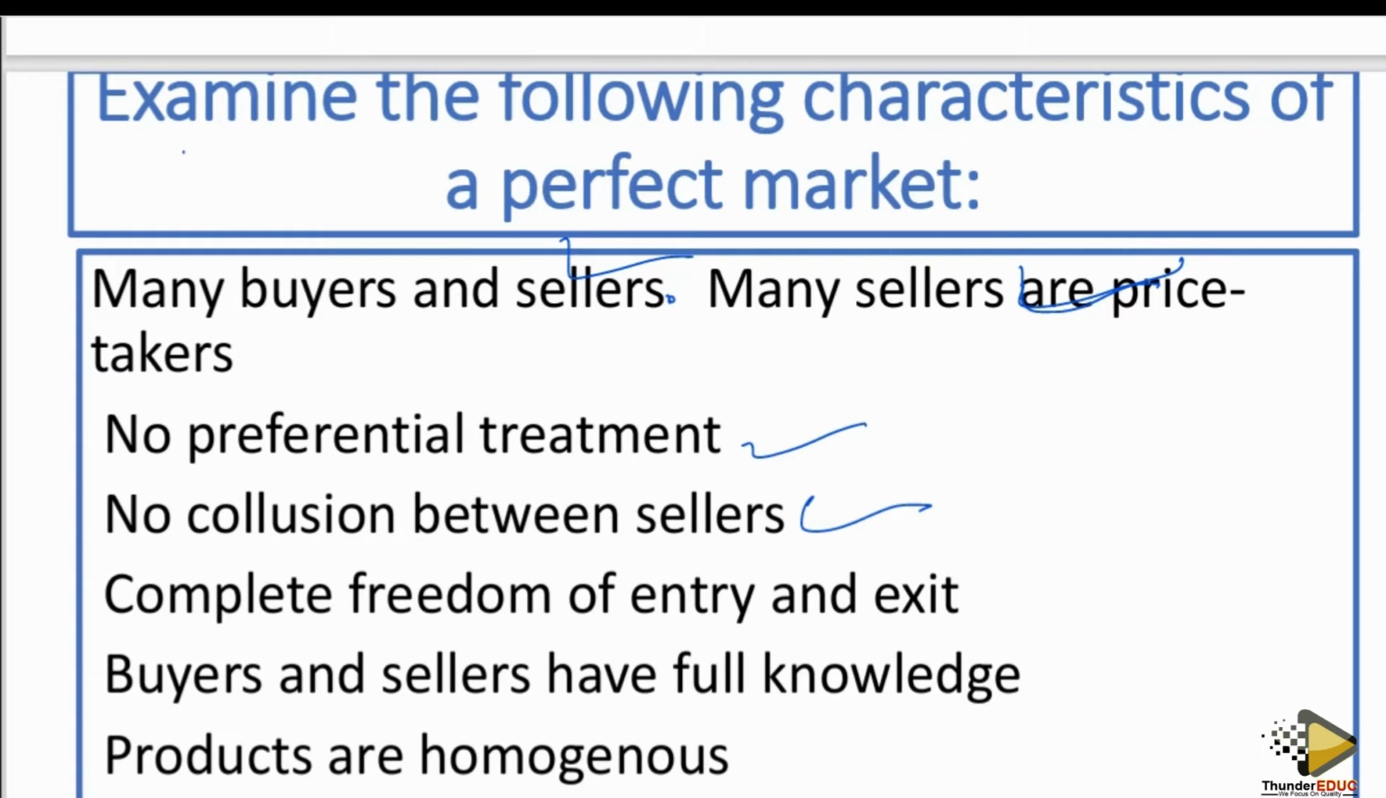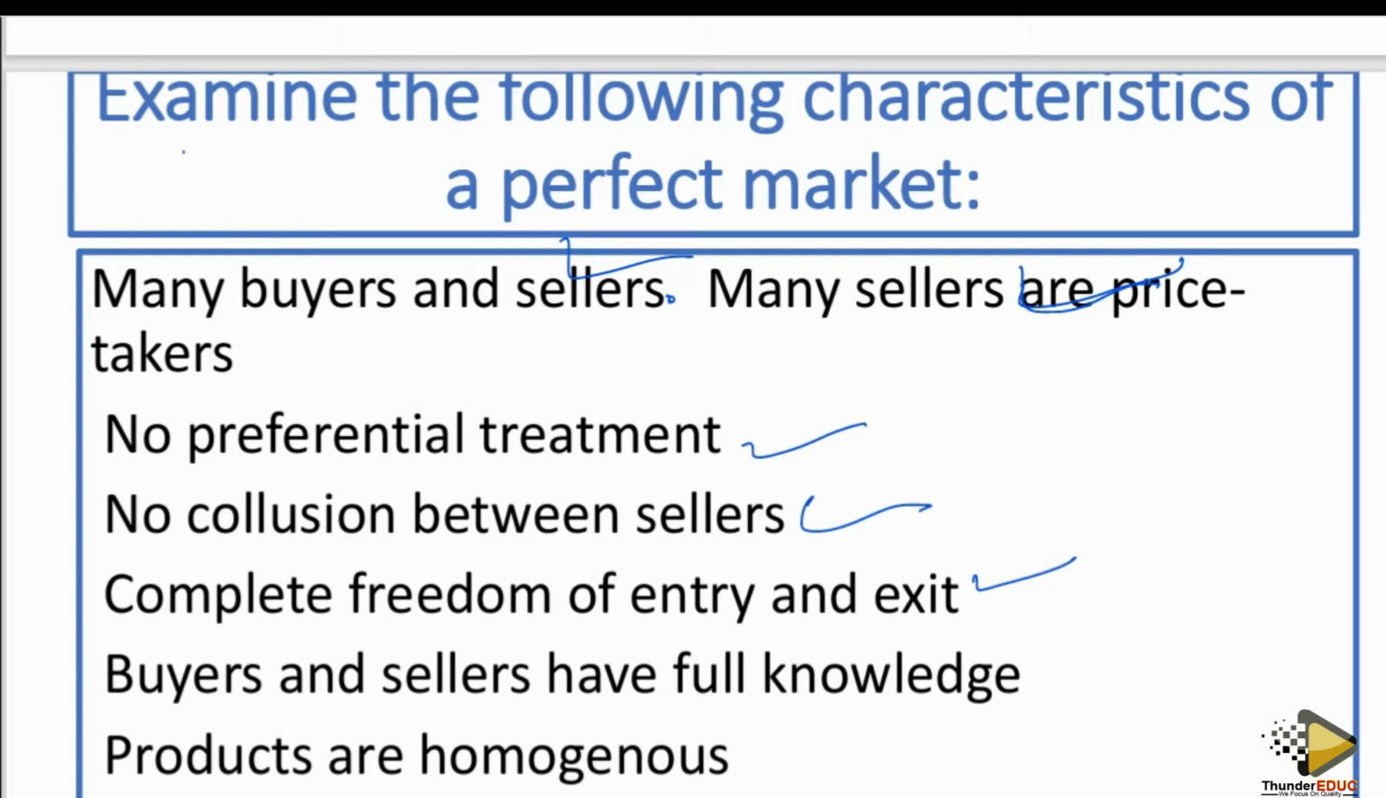Moving on, we have another characteristic that says there is a complete freedom of entry and exit. What does it mean? It means that there are no barriers for new businesses to enter the market, and for those businesses that have been in the market for quite a long time, if they want to exit the market, there's no one who is going to stop them, or no rule or legislation that will stop them from leaving. That is why we say there is a complete freedom of entry and exit.